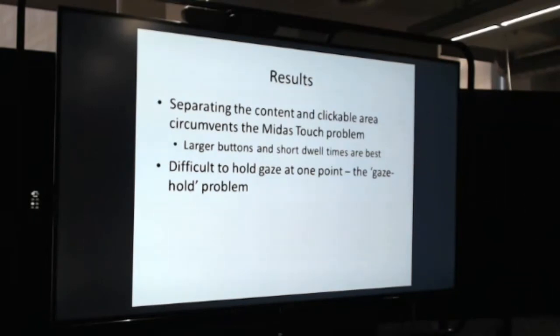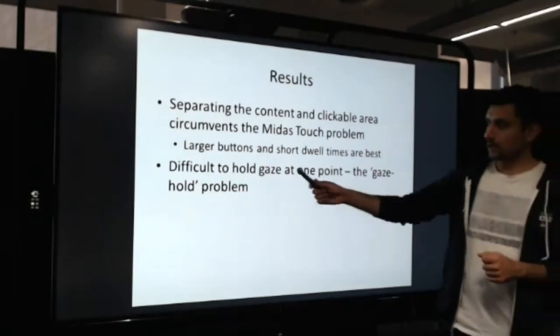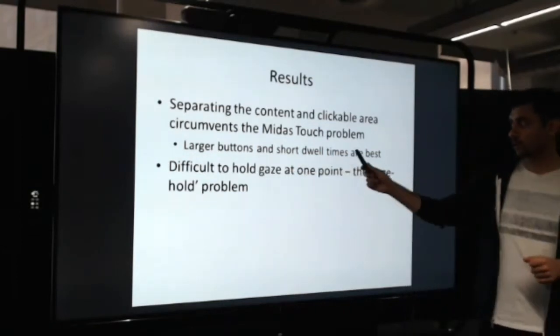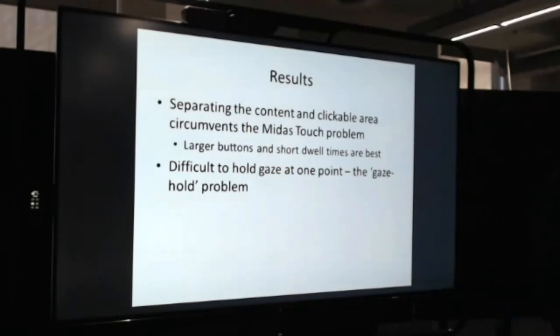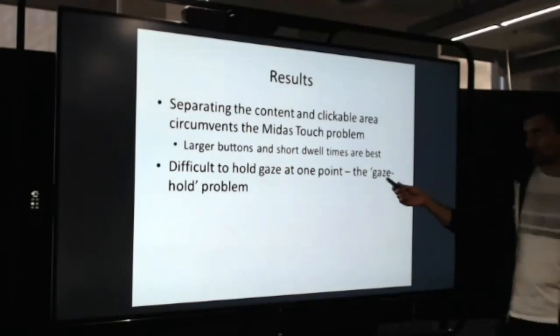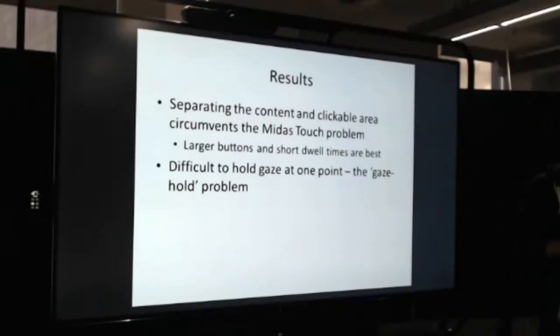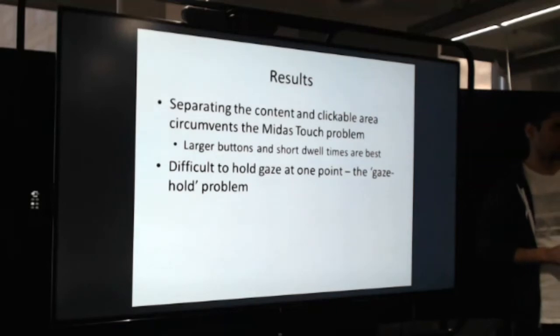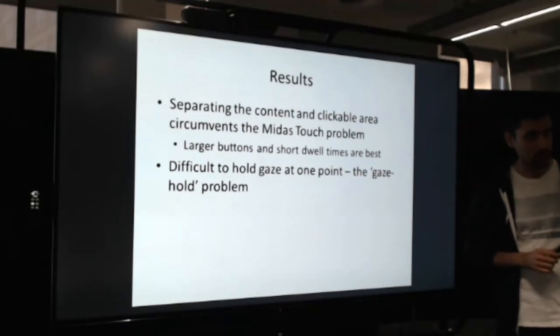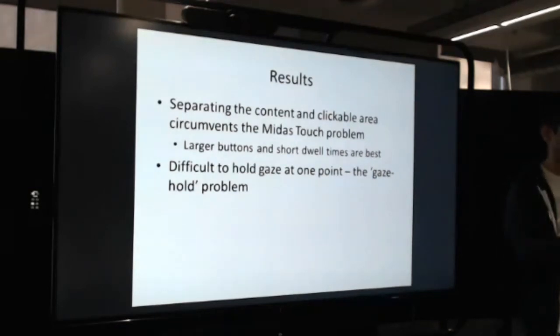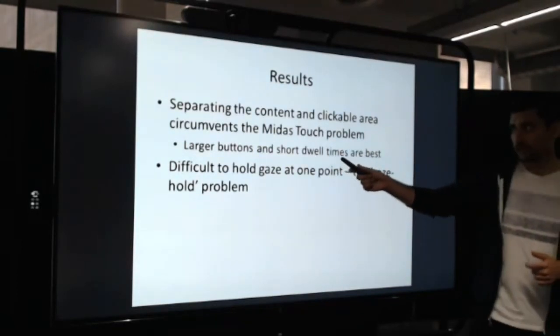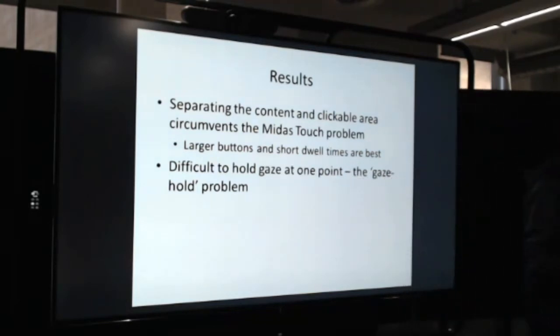So that was a good finding. That was very positive for us to know that we can basically completely take care of that one problem. And the combination of larger buttons and shorter dwell times seemed to work the best. And in the process, we also found what we call the gaze hold problem. It seems that if you ask people to dwell at any point for too long, it's very difficult to do that. Even if you ask them to just continuously look at some point, they end up looking on the sides and on the borders and those kind of things. And that's just the way how our eyes work. So the dwell times need to be short, but the clickable area needs to be large enough.